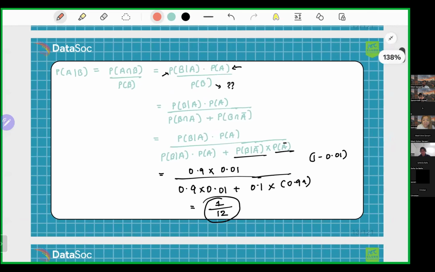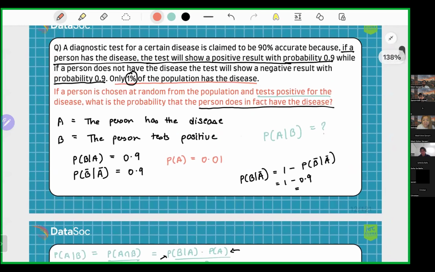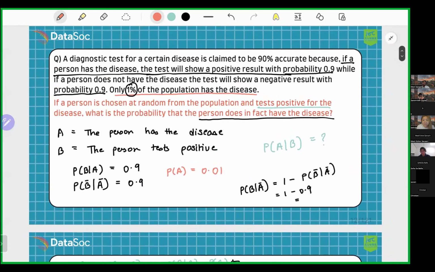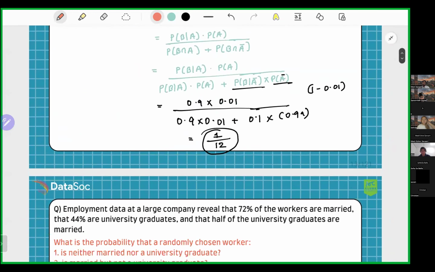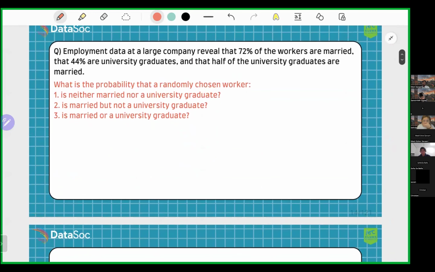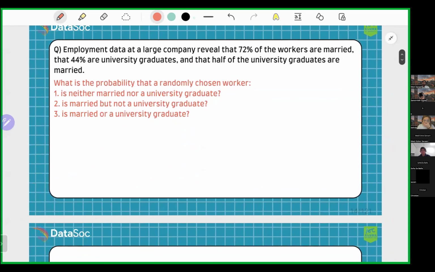I'll give you a suggestion to practice this type of question, because in exams there is a very high probability that questions from Bayes theorem would be asked. We'll quickly go over this question, and I'll try to explain this question using a different method. We'll use a Venn diagram to solve the questions.